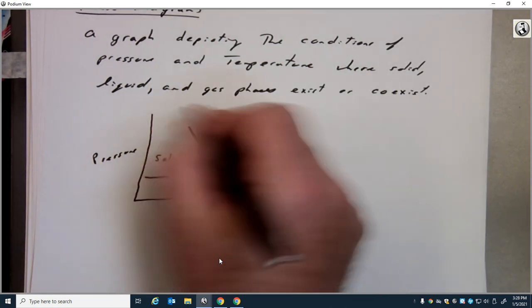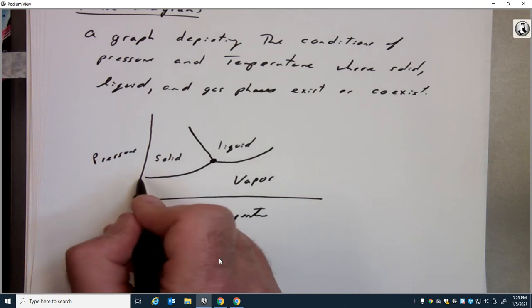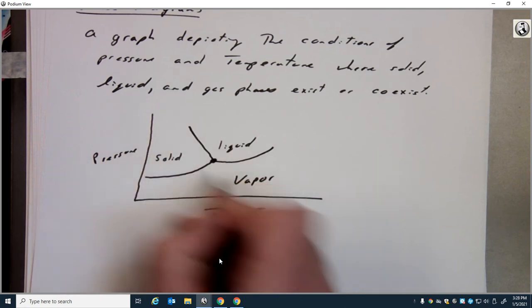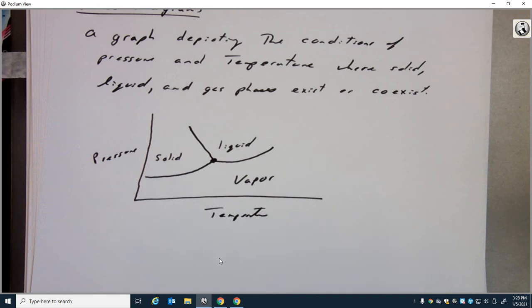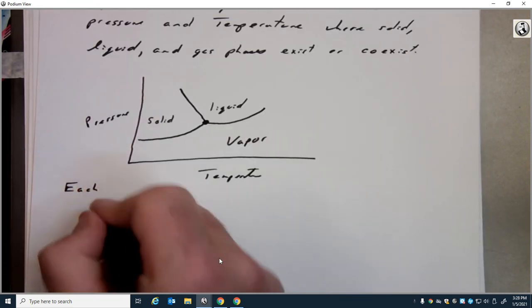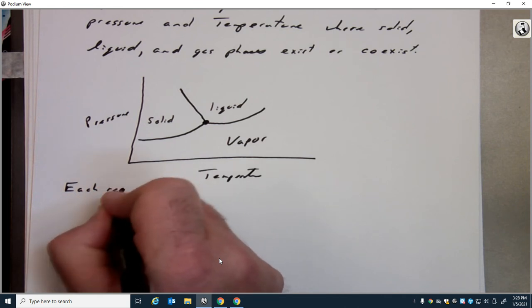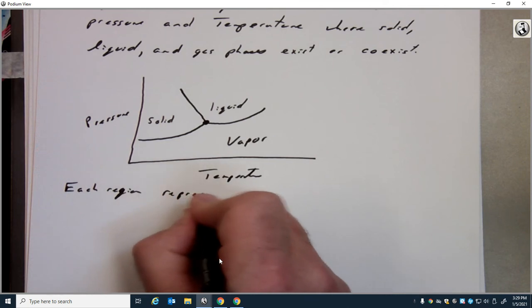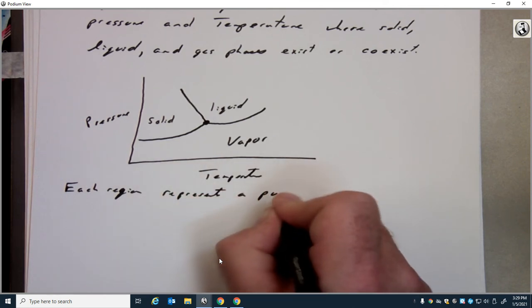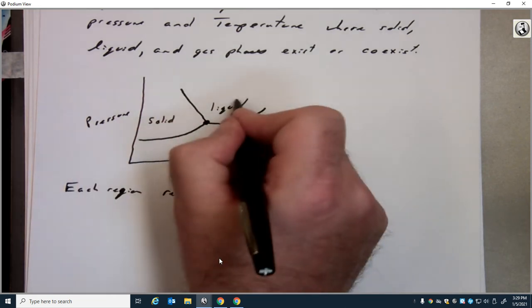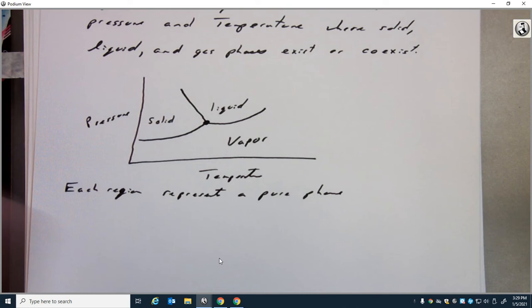Okay, and they can take different shapes. All right, but in general, you're going to have a line here. You're going to have a line coming up here like this. It could be shallower like this, and then this could be more steep. Right, but you're going to have something like this. Now, each region represents a pure phase. So up here we have only solid, and here we only have liquid, here we have vapor.